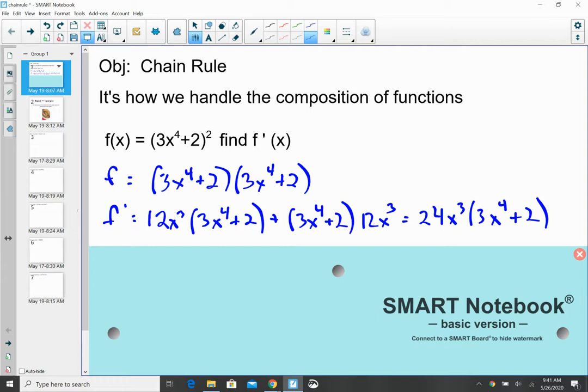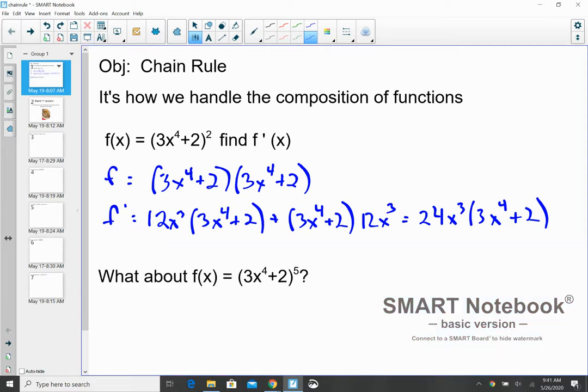So, yeah, you could do that, but what if the function gets a little bit bigger and more annoying? I mean, to the fifth power here, are you going to sit here and write this guy out 5 times? And then the product rule for something that has 5 pieces of the product? That's crazy. What if there was an easier way to do it?